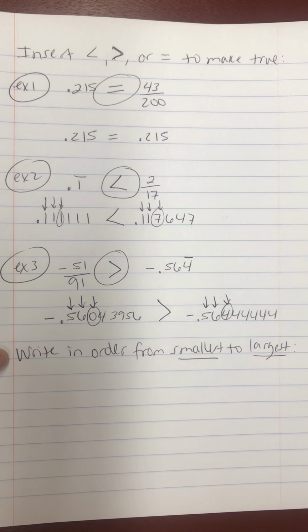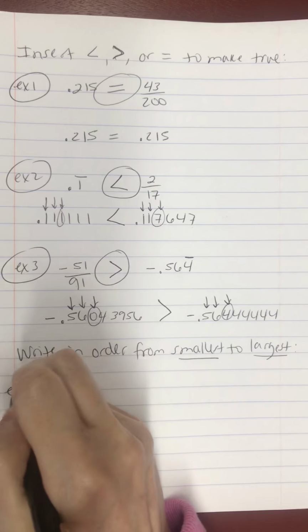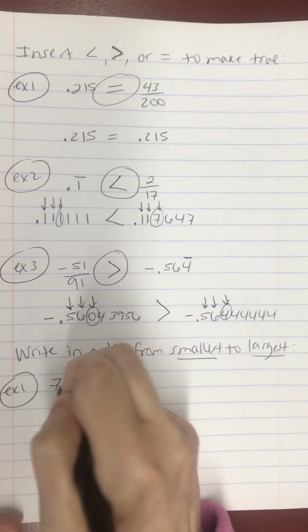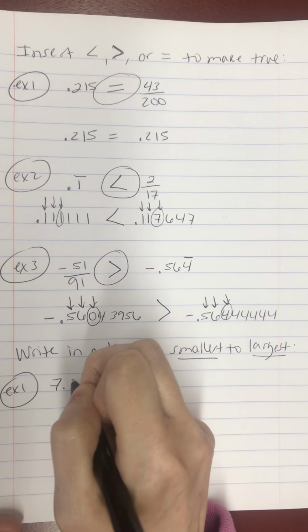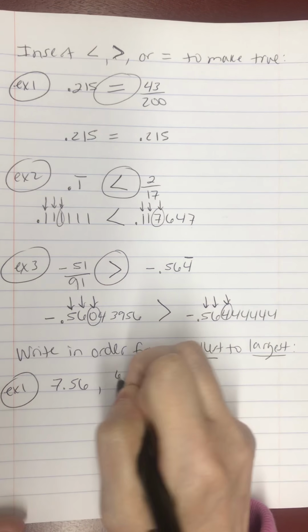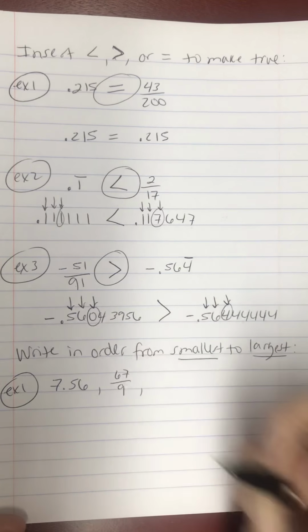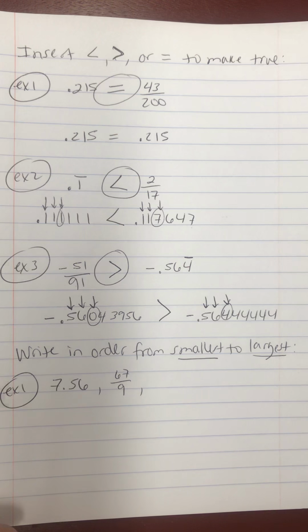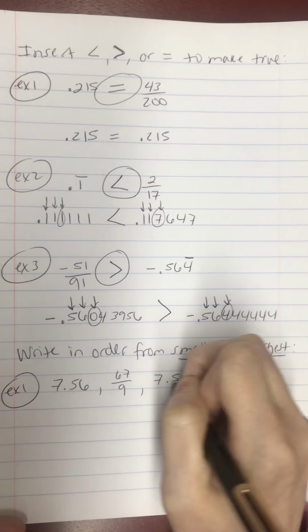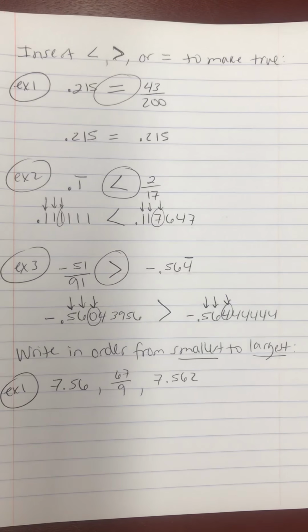But you're going to write in order from smallest to largest. We're just going to do one example because I think once we do one, we get it. And we've done so many problems like this before. So here's the number 7.56. And then I'm going to give you a fraction, 67 over 9, and then I'm going to give you one more decimal, 7.562. All right, so you have a decimal, a fraction, and a decimal. And the question is, write in order from smallest to largest.